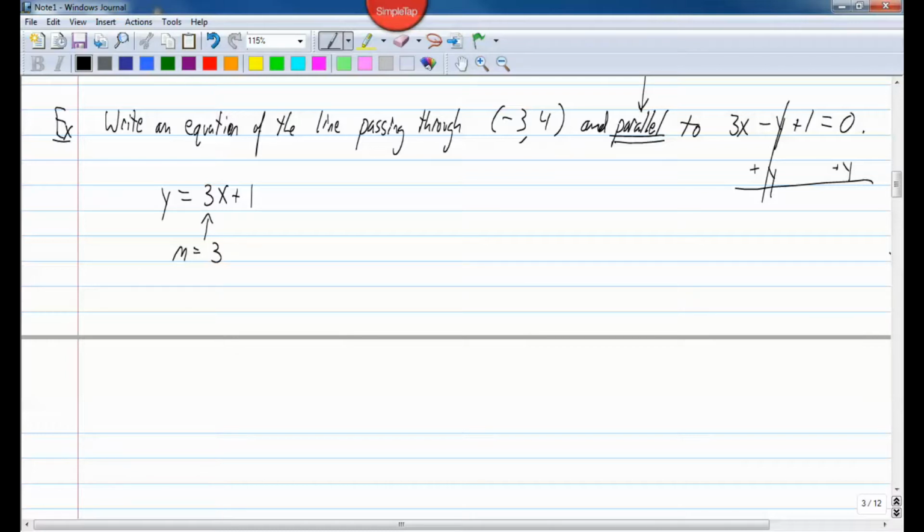Now, what are two things that I need to write the equation of a line? The first way that we learned to write the equation of a line was point-slope. So I need a point and I need the slope. I just figured out the slope. I have a point. So label it x sub 1, y sub 1. And let's write the equation of a line in point-slope form.